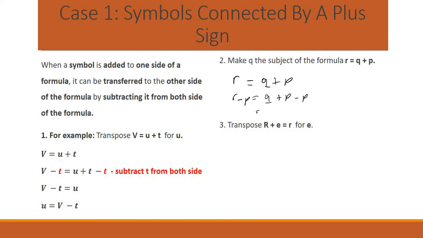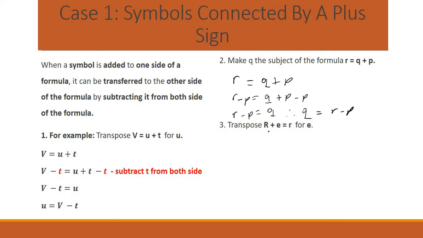So what we're left back with on the right is just Q. And on the left, we have R minus P. Now, we normally write the subject on the left. So you just rewrite this line to say, therefore, Q is equal to R minus P. And you're finished. Let's look at the third one.